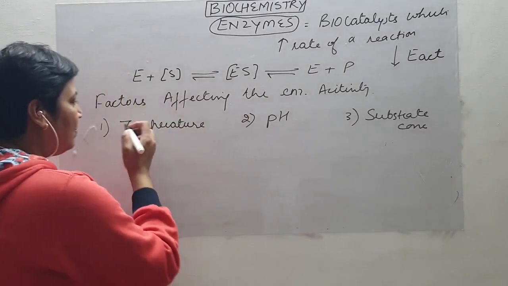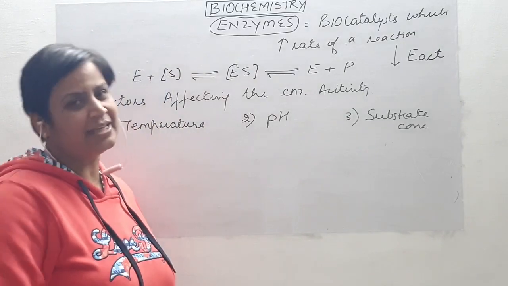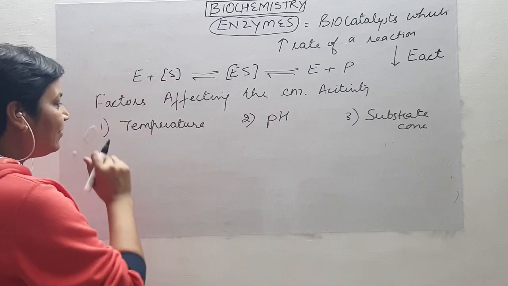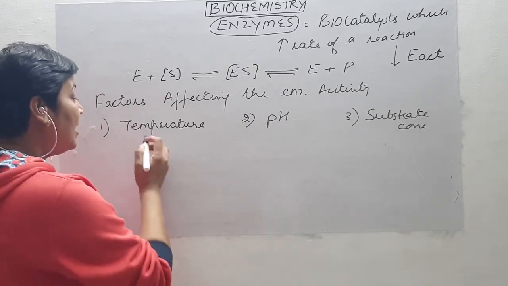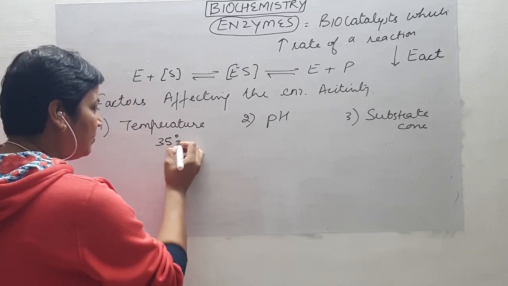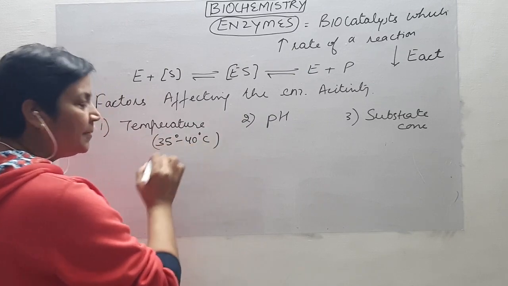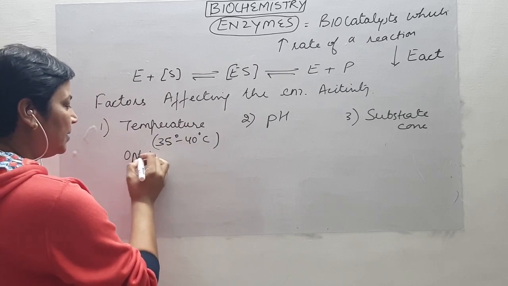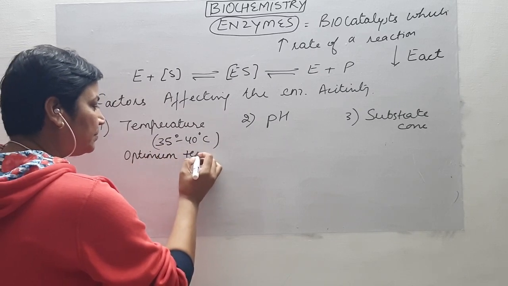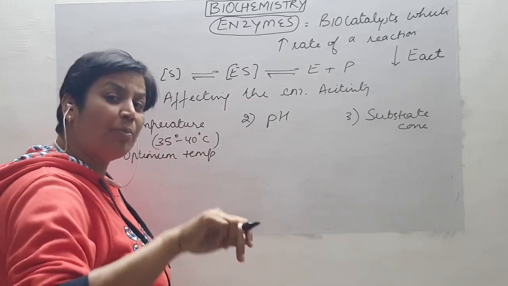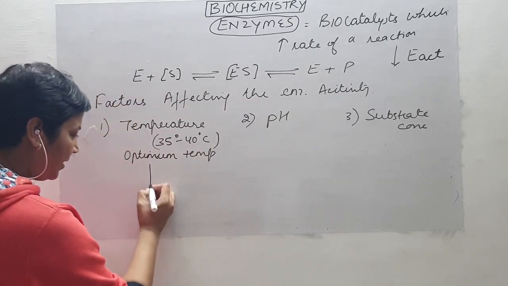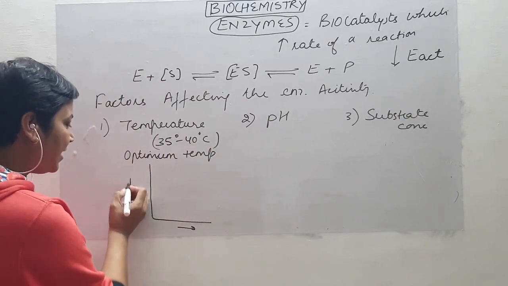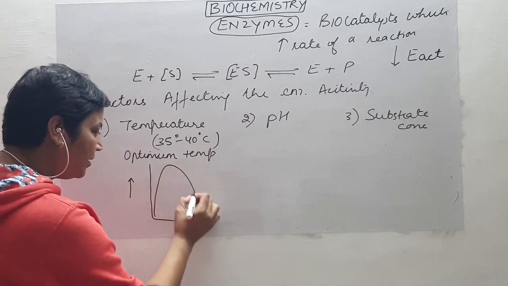Now see, we know enzymes are catalyzing all the biochemical reactions which are taking place in the body. So we can say that the activity of the enzyme would be maximum at a temperature of 35 to 40 degrees. This is known as the optimum temperature, or this is known as the temperature optima. And if we have to plot the graph between substrate concentration and the temperature, it comes out to be a bell-shaped graph.